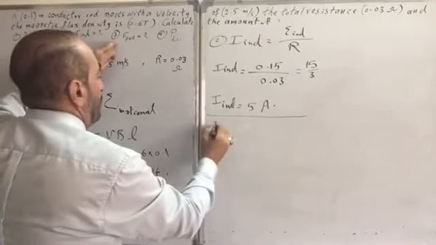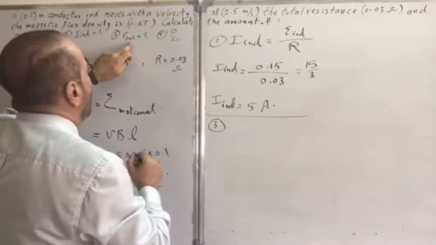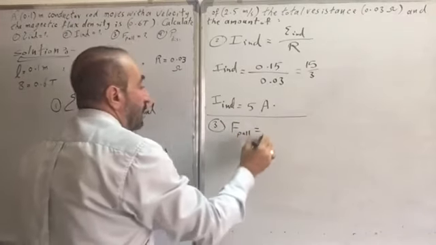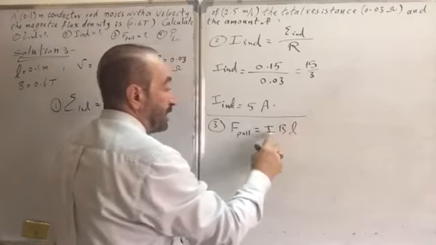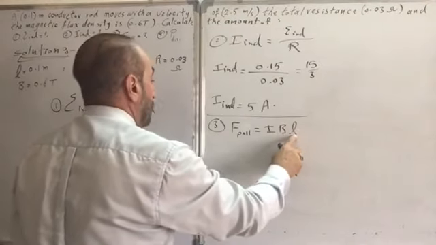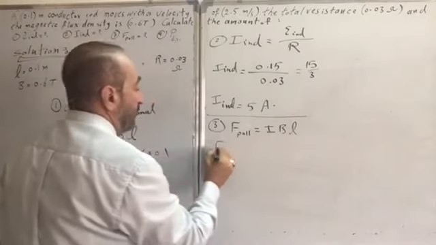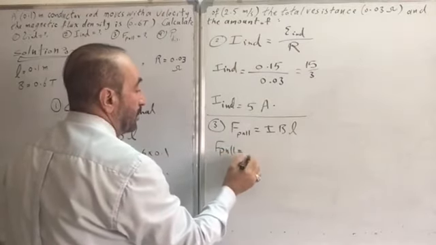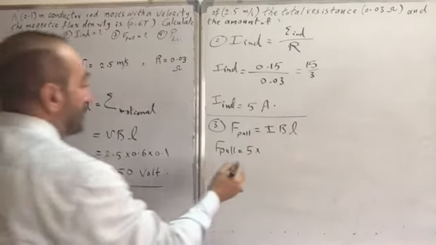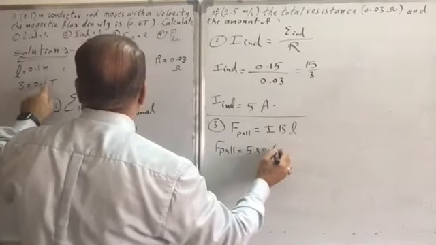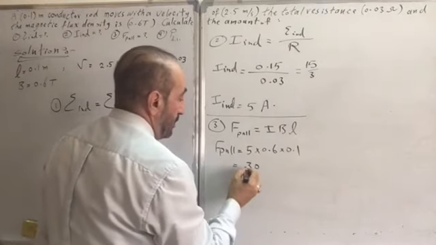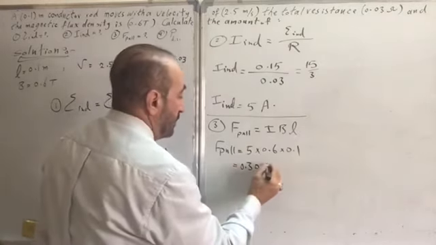Third order, to find F pull equal I B L, the current times density of flux times L, the length of the rod. F pull equal I, 5, times B, 0.6 Tesla, times L, 0.1. Equal 0.30 Newton.